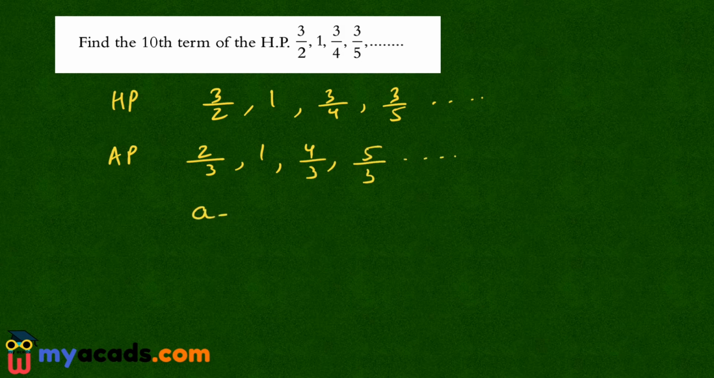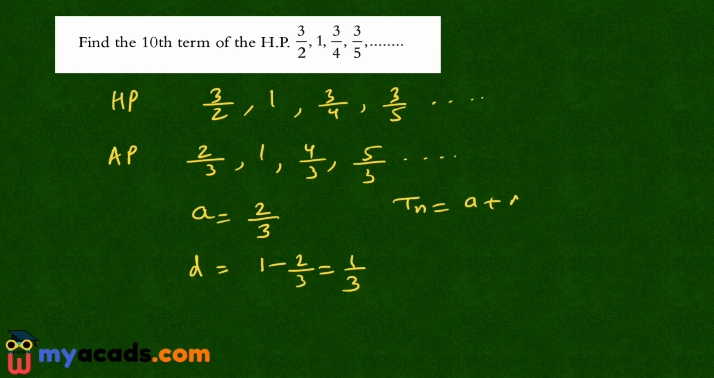Now my first term is 2 by 3 and my common difference is the difference between two successive terms, that is 1 minus 2 by 3, that is 1 by 3. Now my formula for nth term is A plus n minus 1 into D. So I have to find the 10th term of the AP. So my 10th term of the AP, T10, is equal to A.